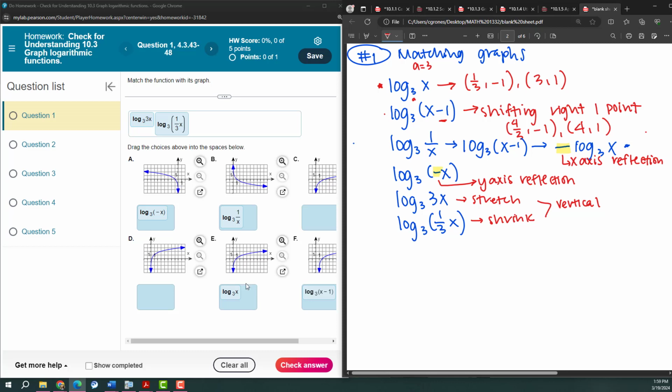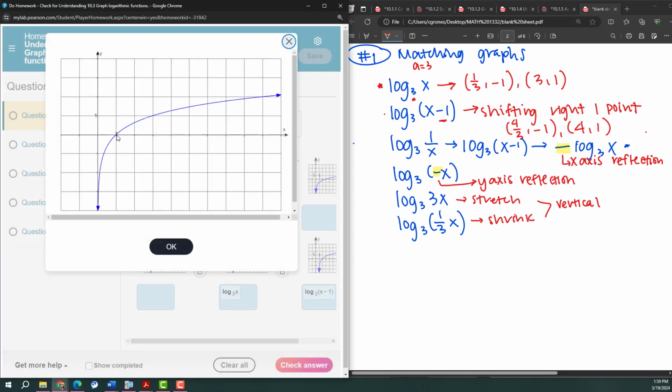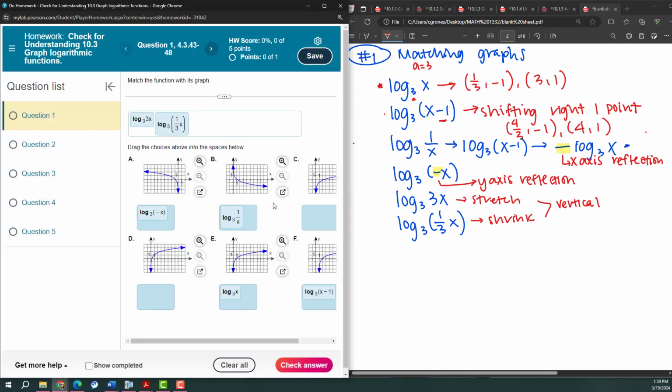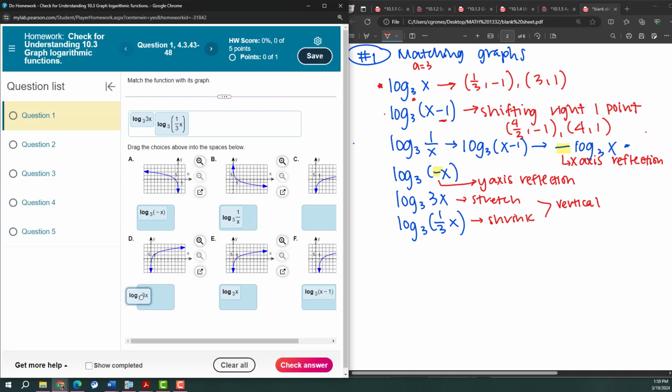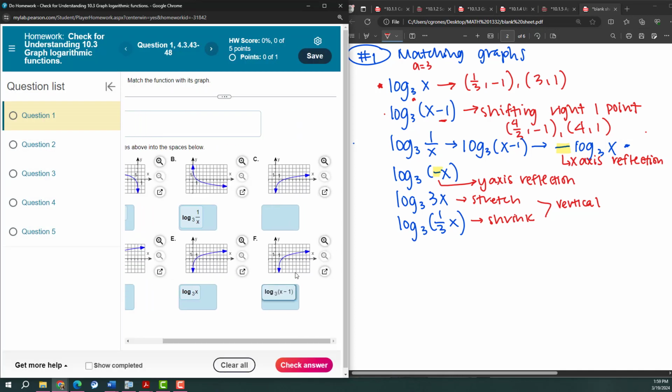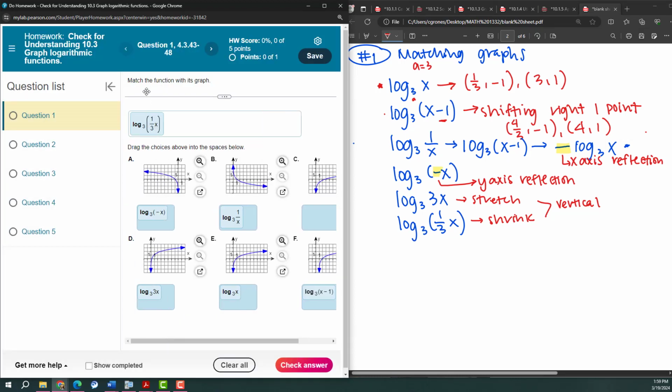So remember, our first graph was E, just our parent graph, log of 3 times x. And our point went through 1, 0. Since we are stretching it for 3 of x, that means our point is going up. So it's going up from 1, 0 to 1, 1. So that means that 3 of x goes to this one. And then we're shrinking on 1/3, so that means our point is going down. So that means that C is going to be this one.